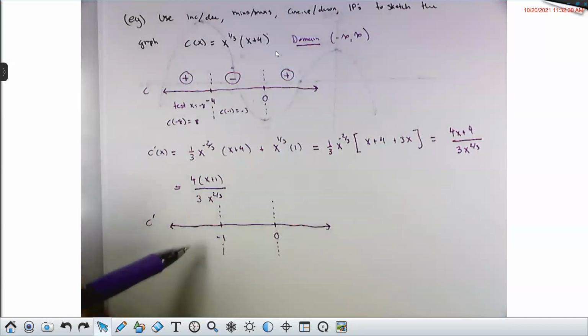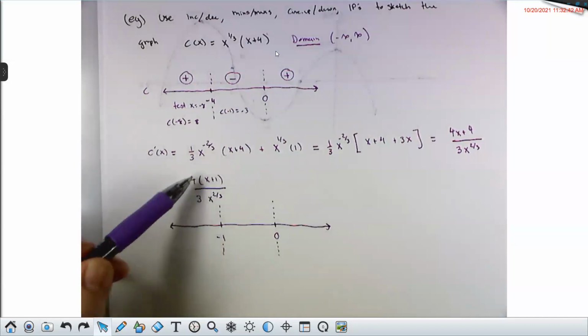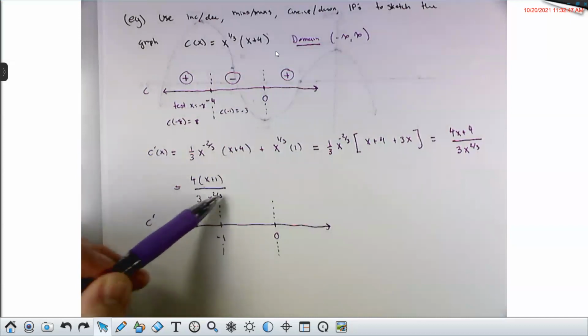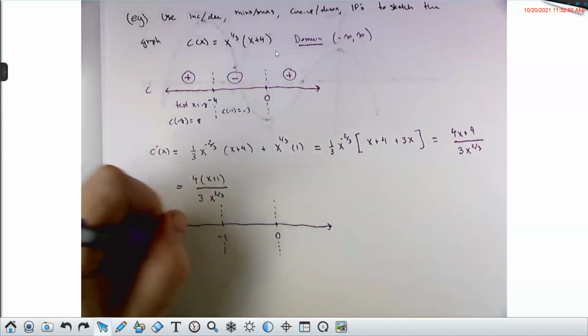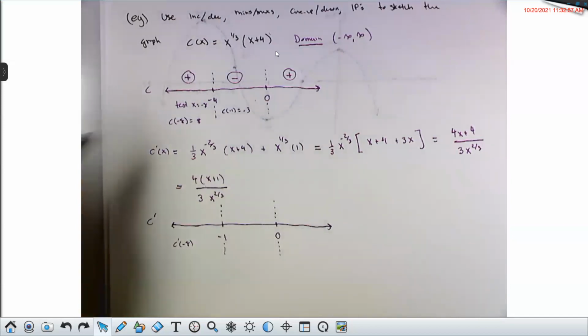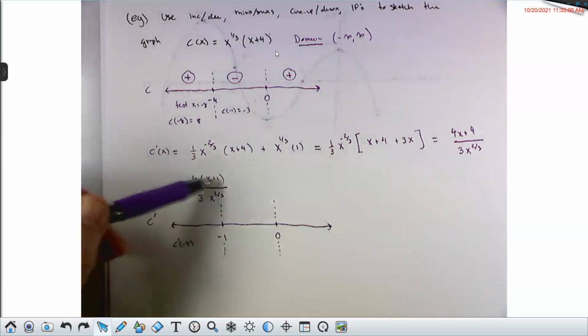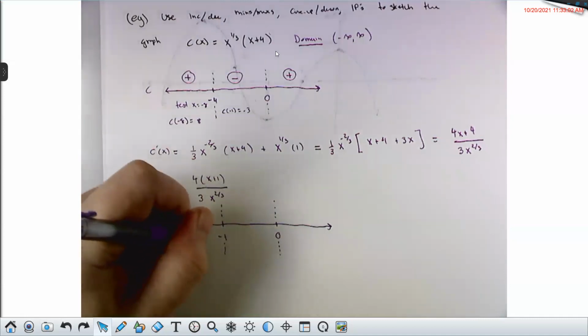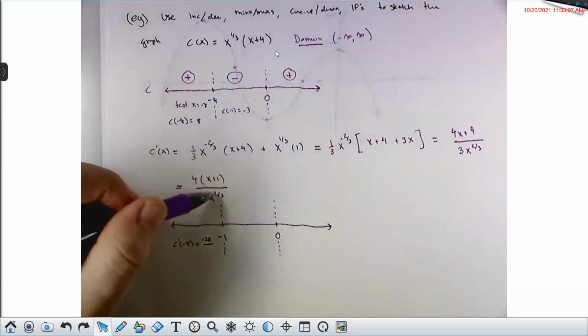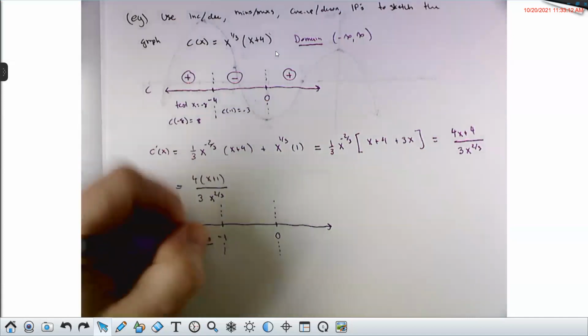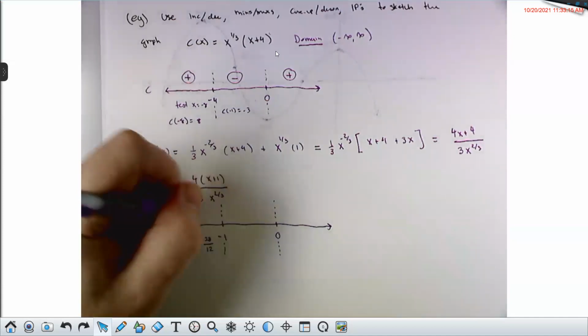If I were to test something to the left of negative 1, like negative 2, this top would be negative. And the bottom, if I take negative 2, its cube root would be negative, but then I'm going to square that. If you wanted to, you could pick something that's a perfect cube. So we could look at c primed of negative 8. The top would be negative 7 times 4 is negative 28. And the downstairs would be, let's see, what is 8 to the 2/3 power? That's the cube root of 8, which is 2, squared, which is 4, times 3, which is 12. In particular, we're negative here.